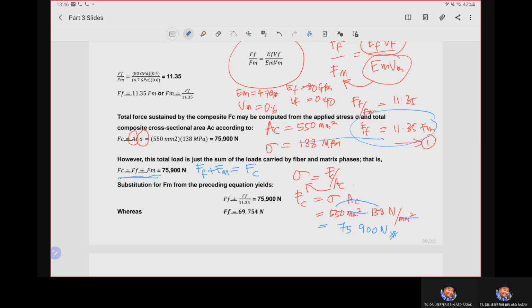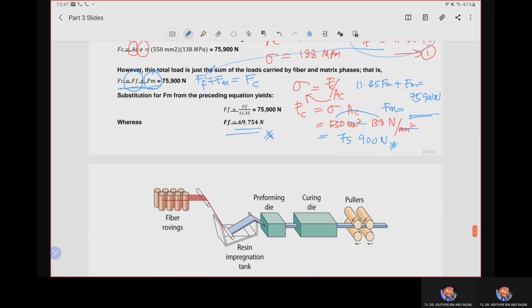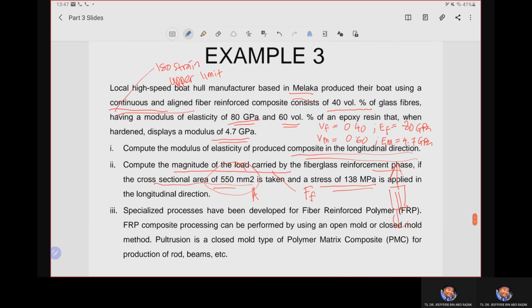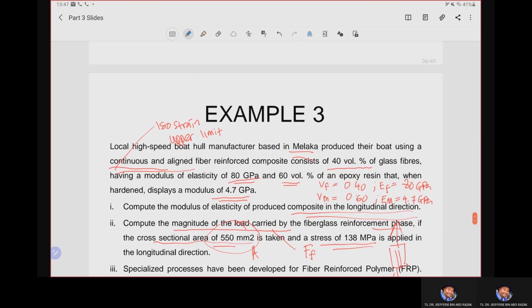So just change this into this: 11.35 FM plus FM equals 75,900 Newton. So we get the FM value. After you get the FM value, just put it into this equation and calculate for FF. At the end, you will have FF, the force loaded to the fiber, of 69,754 Newton. So that answers this question.